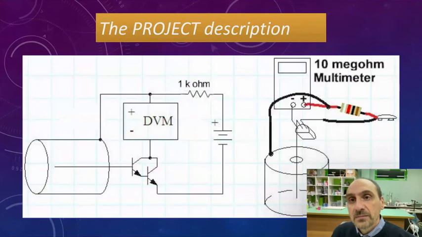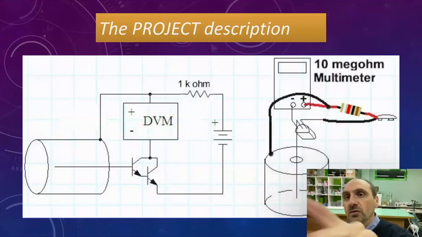This final scheme is about the ion chamber that I'm going to show you in a few minutes. You can see on the left side the ion chamber with the wire inside, the digital voltmeter, the power source, the transistor, and at the top, the resistance.